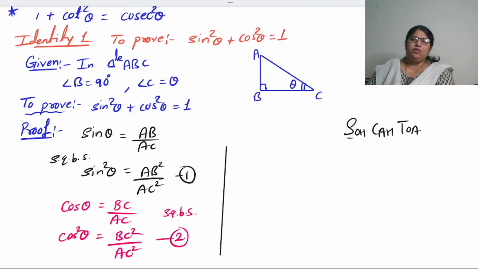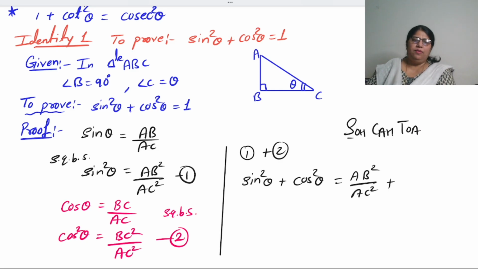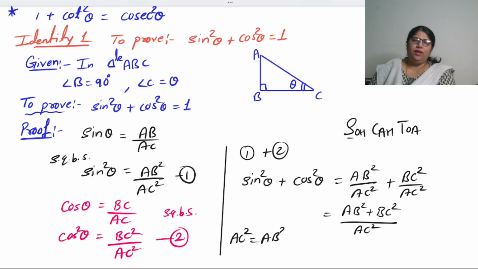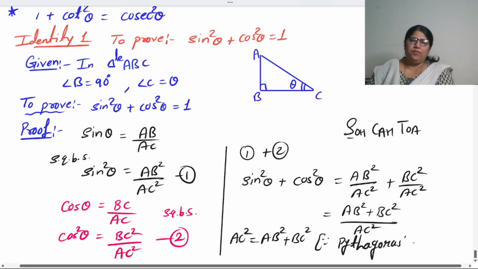Whenever you add two equations, the left hand sides will be added and the right hand sides will be added. So the left hand side value is sine square theta plus cos square theta, which equals AB square by AC square plus BC square by AC square. Because we have the common denominator, you can take AB square plus BC square by AC square, right? Now, using Pythagoras theorem, you know that AC square equals AB square plus BC square. What is the reason here? It's Pythagoras theorem. Because it's a right triangle, we can use Pythagoras theorem, right?